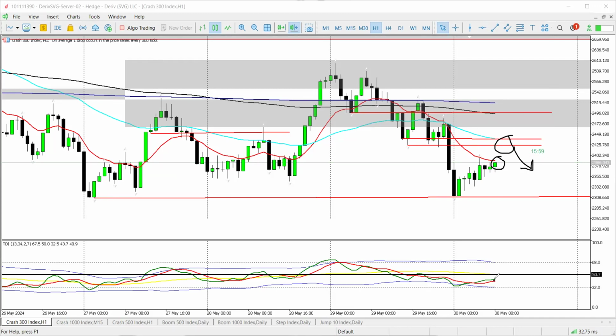Number two, we need the TDI to confirm by giving us either a baseline bounce or a 50 static bounce, which could happen at the same time. So if we get something like that as a confirmation, then we can look forward for a sell targeting this low. And if we do break, then we can look for a continuation. So for now, I'll say that's my view. I'm going to leave this on H1.